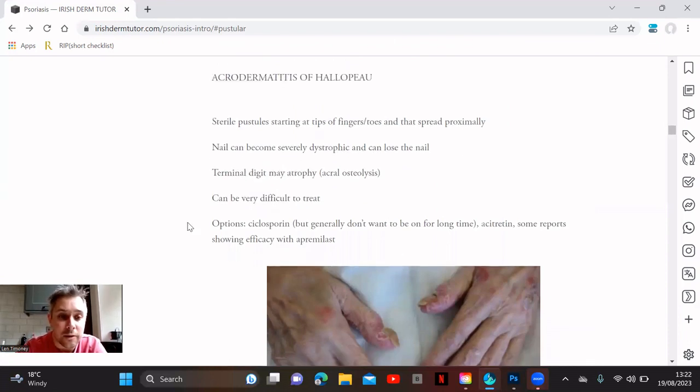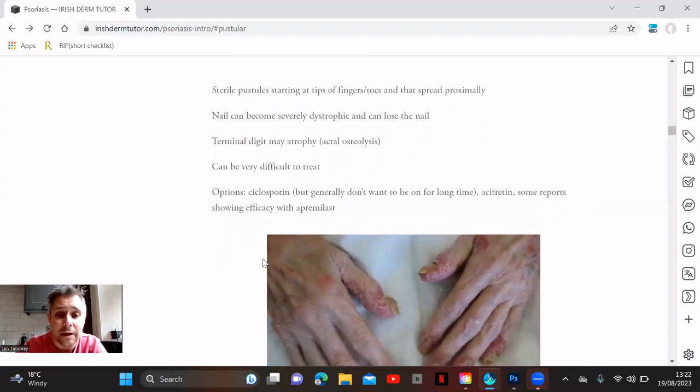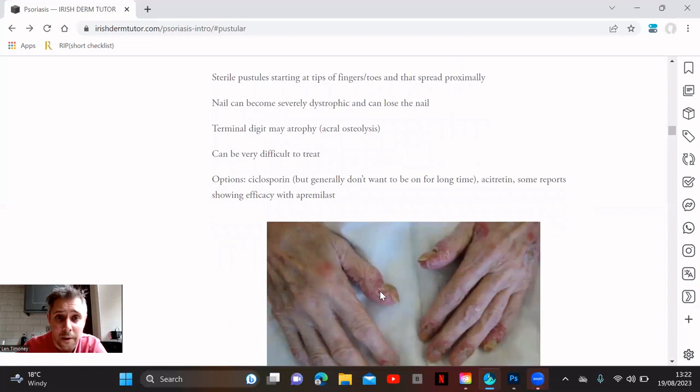And then moving on to an even more localized type of psoriasis, which is called acrodermatitis of Hallopeau. And these patients essentially get these sterile pustules, which may start at the tips of the fingers and toes, and then they spread more proximally. And the striking feature with this often is that they can have very dystrophic nails, and oftentimes you may lose the nail. And sometimes the terminal digit may atrophy, and this is called acral osteolysis. And again, this is very difficult to treat, and options include cyclosporin, but of course, this is not a long-term option, and acitretin, and some reports have shown efficacy with apremilast.